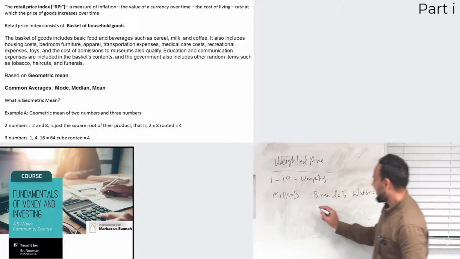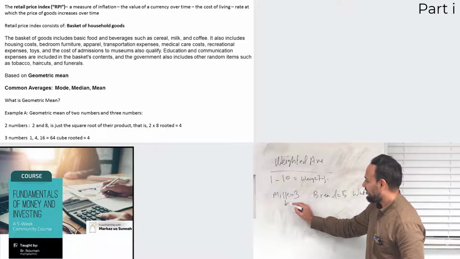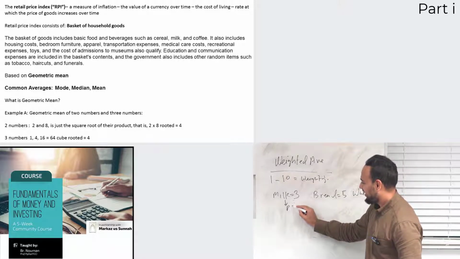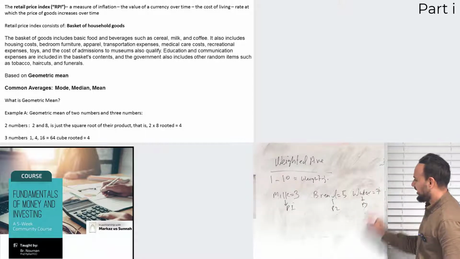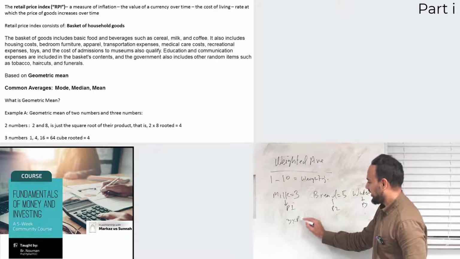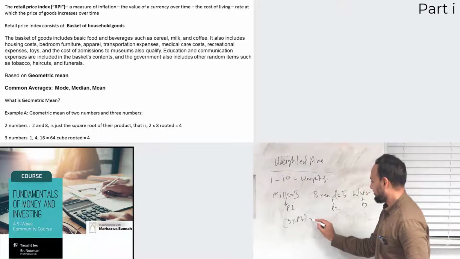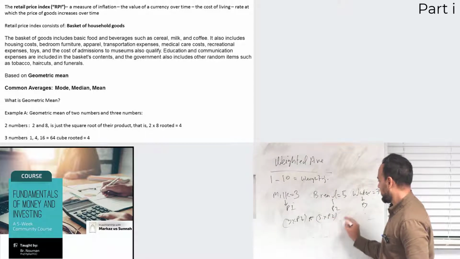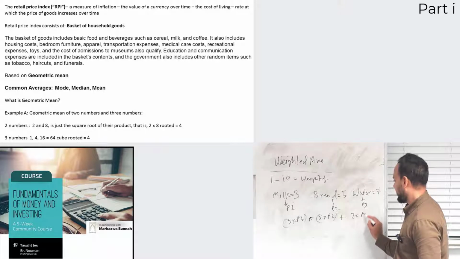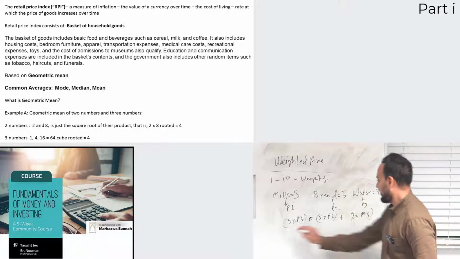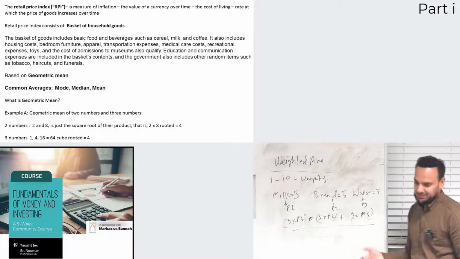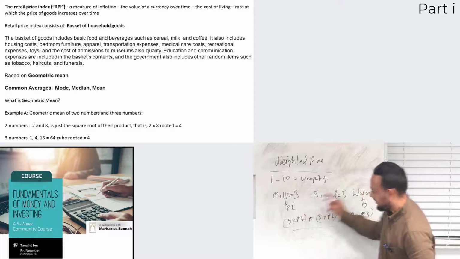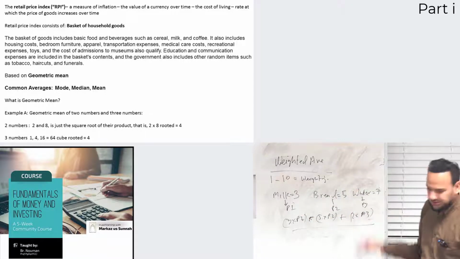So it will basically be the price of milk, let's say this is P1, price of bread P2, and the price of water P3. So it will just be 3 times P1 plus 5 times P2 plus 7 times P3, divided by the sum of the weights. So basically it's the mean, but it's weighted. You're adding weights to everything. That's how a weighted average is calculated.